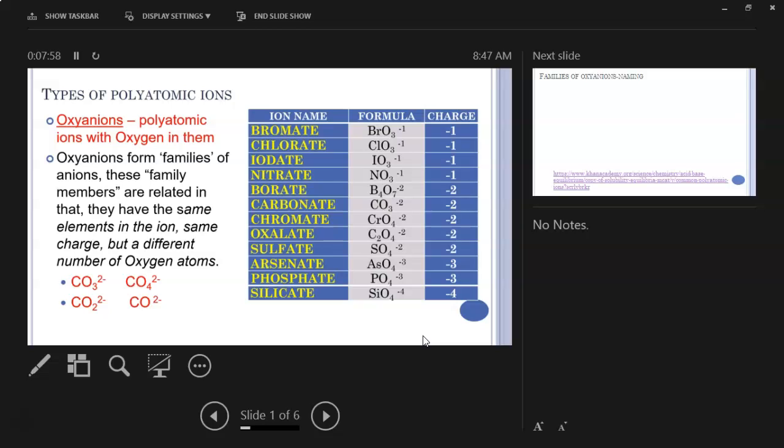So if you look at the formula and you see that's 1 less oxygen than sulfate, to name it, I'm going to drop the -ate and add -ite. Now we know this guy is sulfate because it's on your list. So if he's 1 less oxygen, what am I going to name this guy? Drop the -ate. Sulfite. He's the first family member that's not on your list.